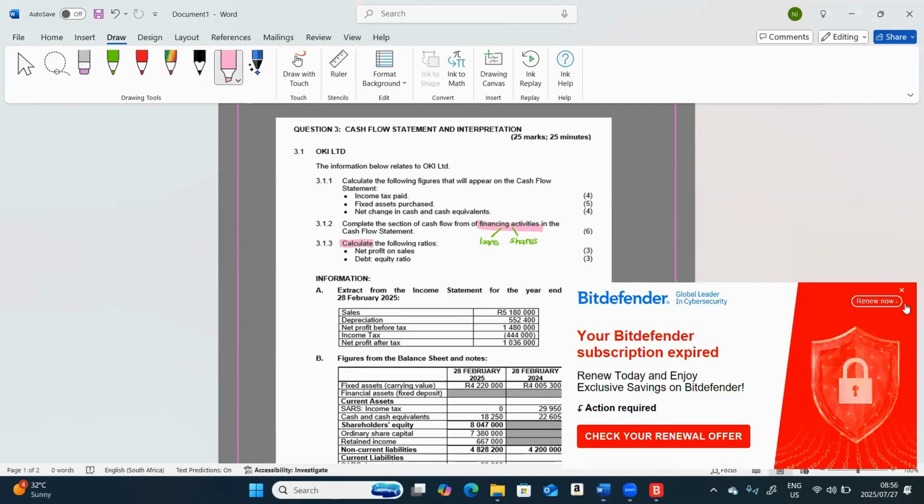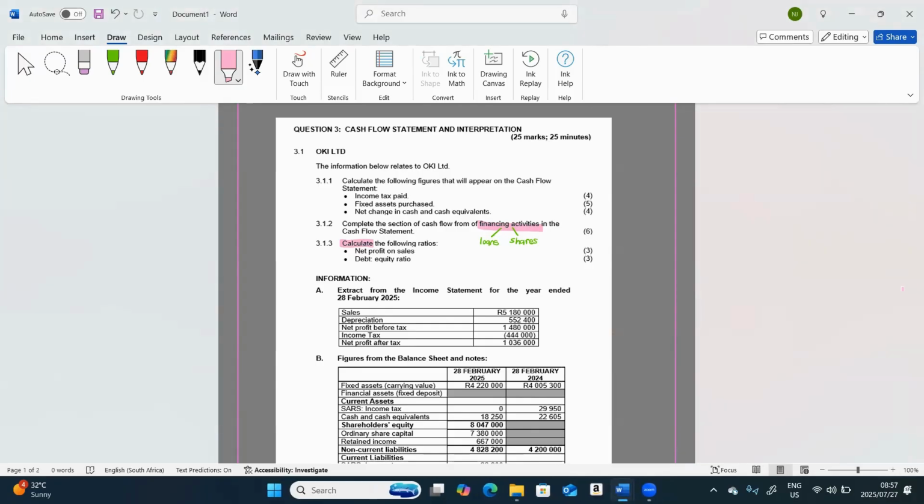It's net profit on sales, for 3 marks. Okay, so your net profit on sales, and this is logical, right? Because they basically tell you what the components of the ratio are going to be. You'll take your net profit from your income statement, you will put it over your sales from your income statement, and you will multiply it by 100 to get your percentage, and there you have 3 marks in the bag.